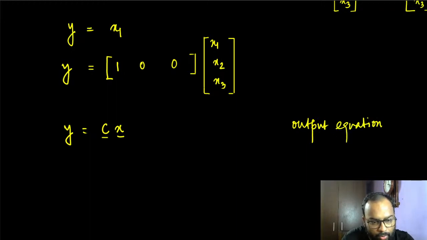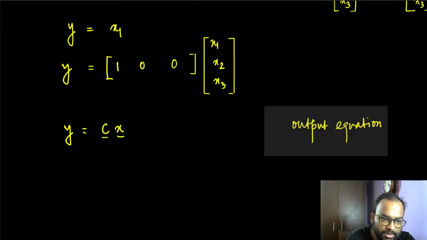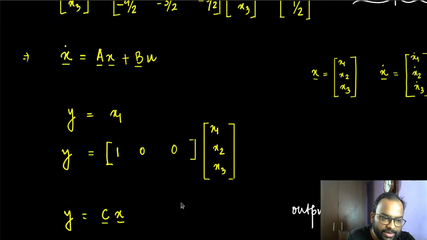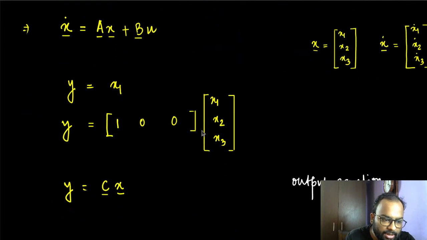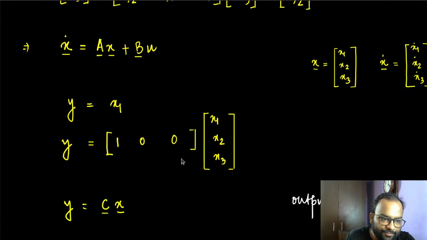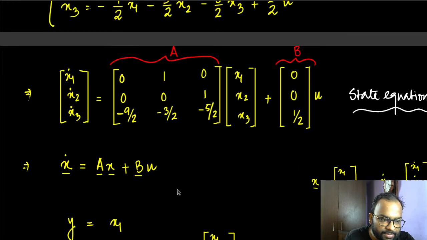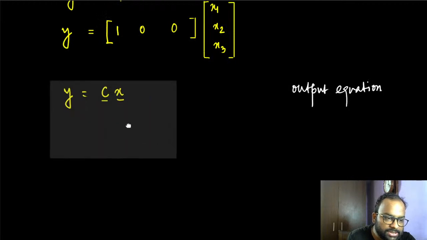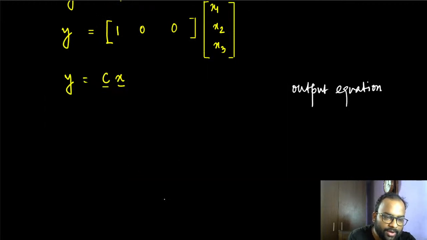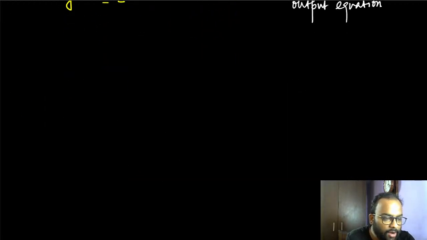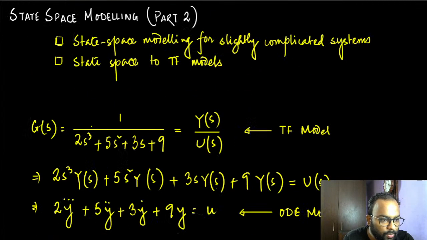And these two equations taken together form the state space model of a system. Remember, this is not a differential equation, this is an algebraic equation. But these two equations taken together form the state space model of the system. So in other words, we had a system which was described using a particular transfer function. Let's recall that we started with this transfer function model.